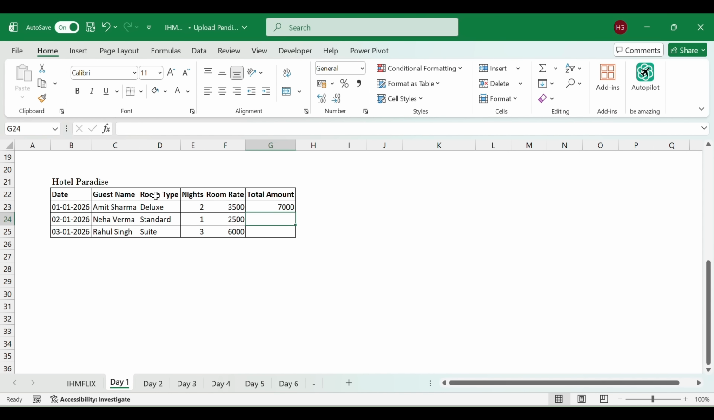That will be 7,000 for Amit Sharma, who has booked a deluxe room. Now, second, we'll calculate for Neha Verma. We can either use the shortcut Control D to paste the formula that we have used just above the cell, or we can do copy paste. For Rahul Singh, the rent is 6,000 per night for a suite and the total amount is 18,000.